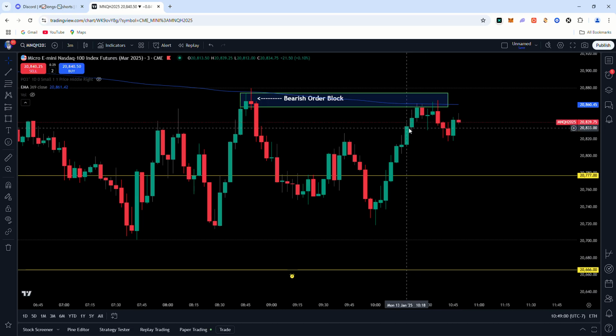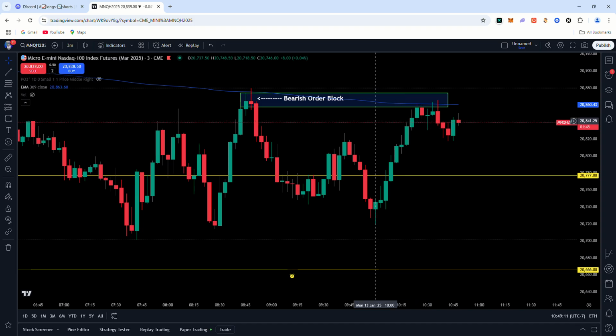Okay, using multiple confluences is A1 because you have more confidence in what to do and how to respond when price reaches those areas.